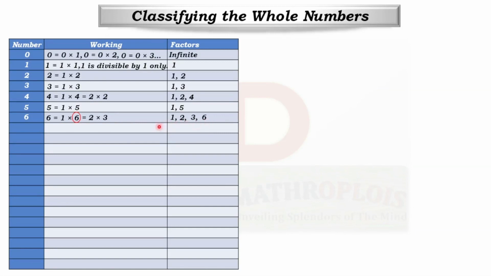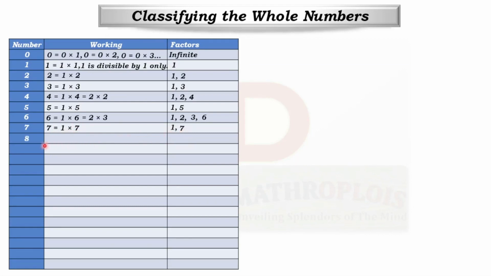Next number is 7. Let us find out all possible factors of 7. 1 multiplied by 7 is equal to 7, and there isn't any other factor of 7. It means 7 has only 2 factors. First factor is 1, and the other factor is 7 itself.